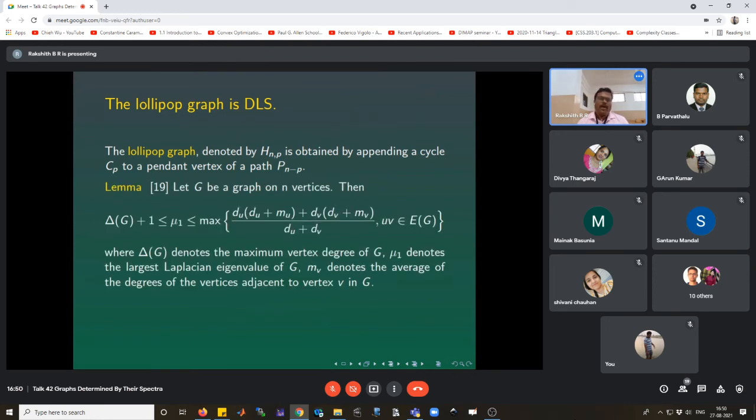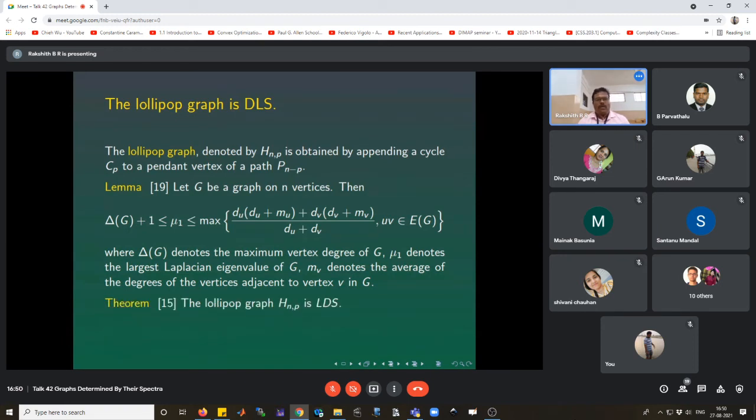For this, I make use of this lemma, which gives me a lower bound and an upper bound for the largest Laplacian eigenvalue. It tells you that the largest Laplacian eigenvalue is at least the maximum degree plus 1, and it is also less than or equal to the maximum of this quantity, where d_u stands for the degree and m_u stands for the average degree of the vertices adjacent to u in G.